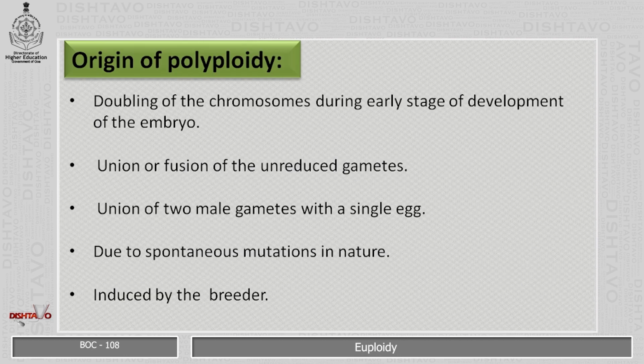Origin of polyploidy. Doubling of the chromosomes during early stage of development of the embryo can result in polyploidy. Also, union or fusion of the unreduced gametes or union of two male gametes with a single egg can result in a polyploid. Due to spontaneous mutation in nature, polyploidy can occur. Also, it is induced by the plant breeders.